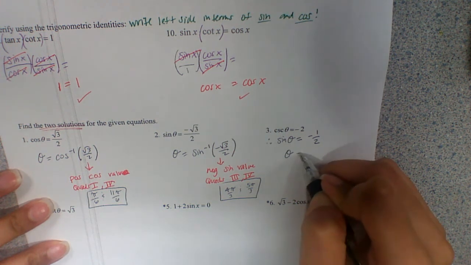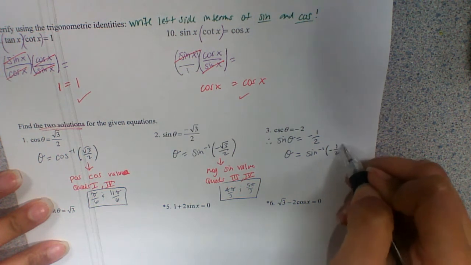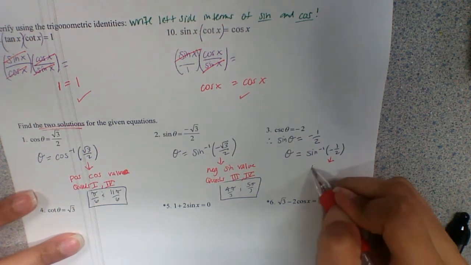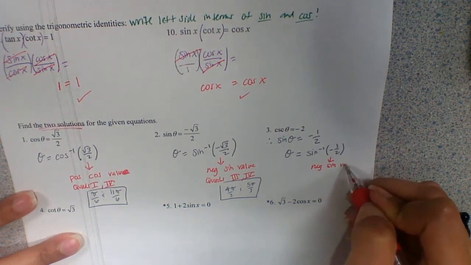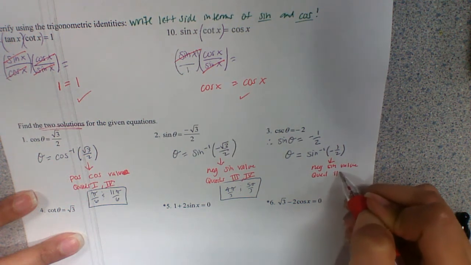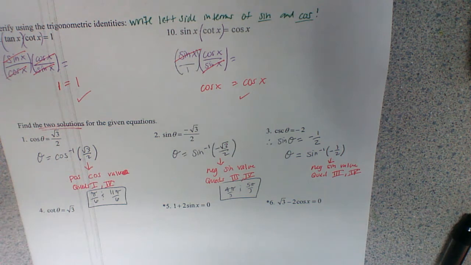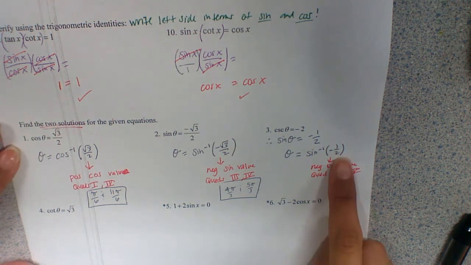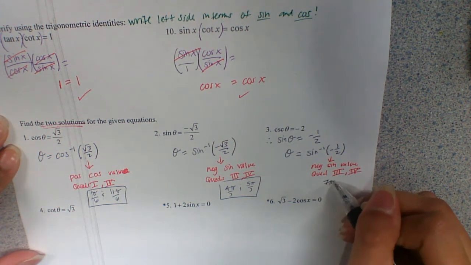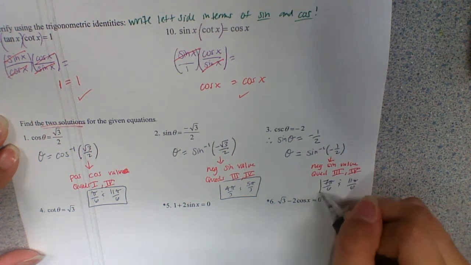So again, for what angle is sine negative a half? Notice that we're being asked about a negative sine value, which is negative in quadrants 3 and 4, just like we said. And that value specifically for sine is at 7 pi over 6 and 11 pi over 6.